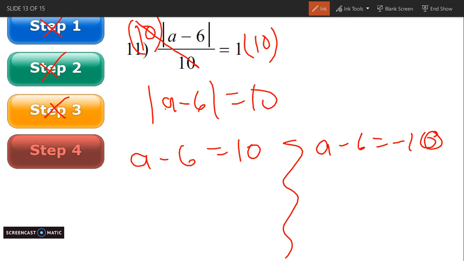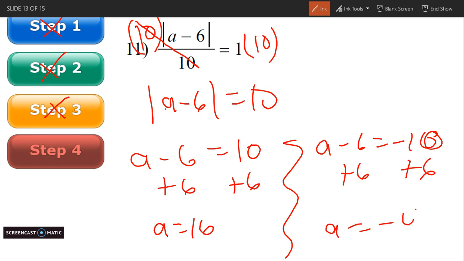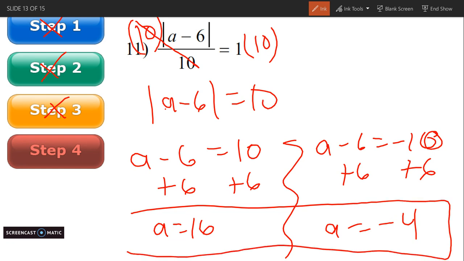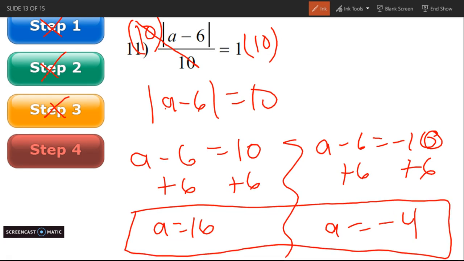Steps go in order. So we're going to undo subtraction with addition. A equals 16. Undo subtraction with addition. A equals -4. You can see that you'd get very different answers if we try to set up the two equations from the get-go.